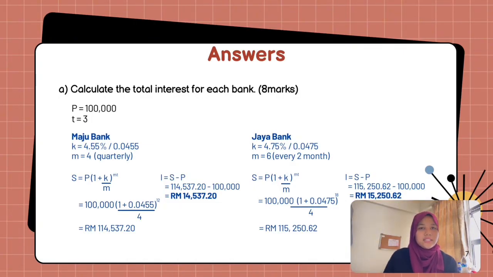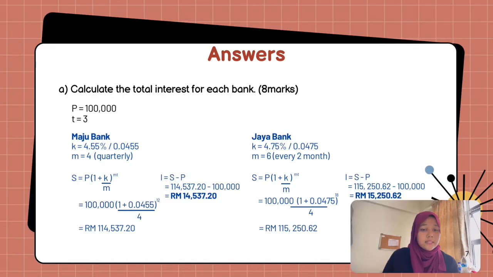So, calculate the total interest for each bank. 100,000 (1 plus 0.0455 per M) to the power of 12. So, the answer is RM 114,537.02. The total interest, we use this formula, I equal to S minus P. S is 114,350.02 minus 100,000. So the final answer is RM 14,350.02.